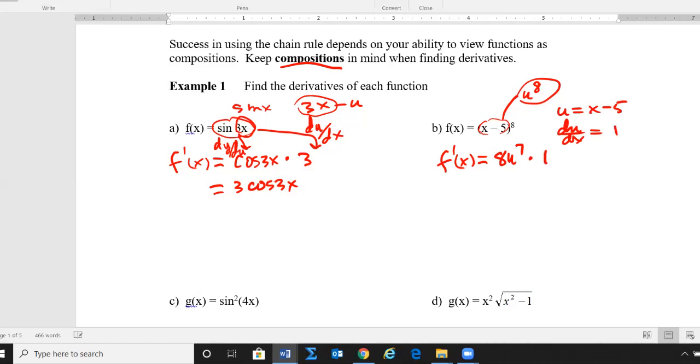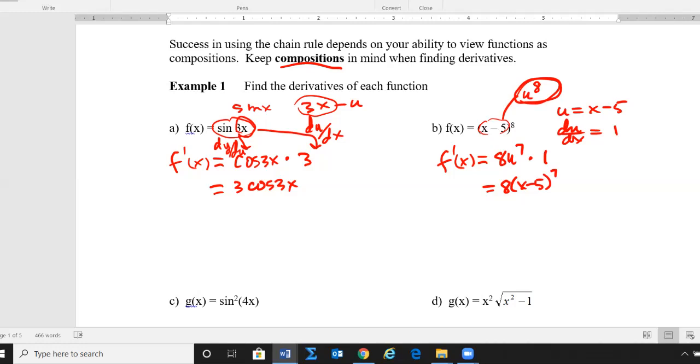So I just need a 1 there. Okay, now I don't want u in my answer here. I have to think of that as 8 times x minus 5 to the 7th power. I temporarily put the u in there just so you can see that I'm treating that as a single variable u, and when I differentiate it, I'm just looking at it like this, u to the 8th, and I bring the 8 down and lower to 7.